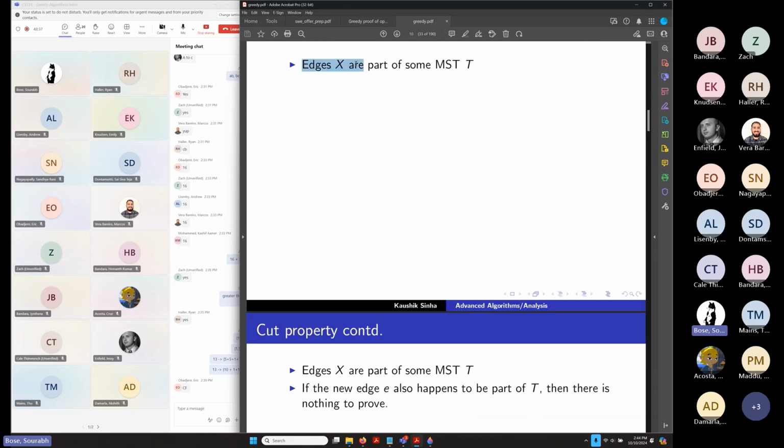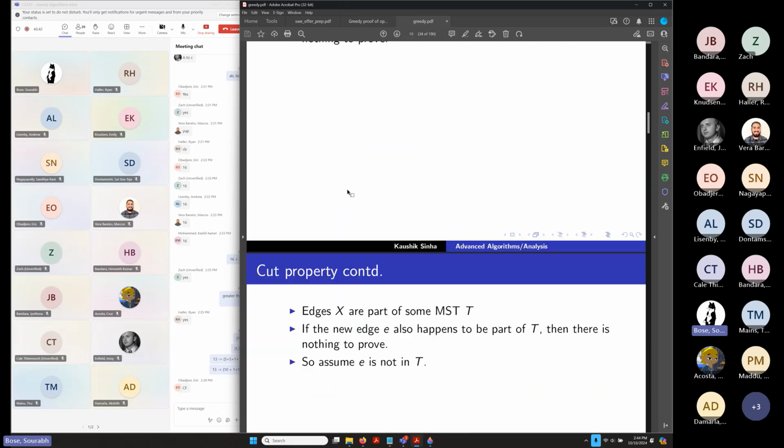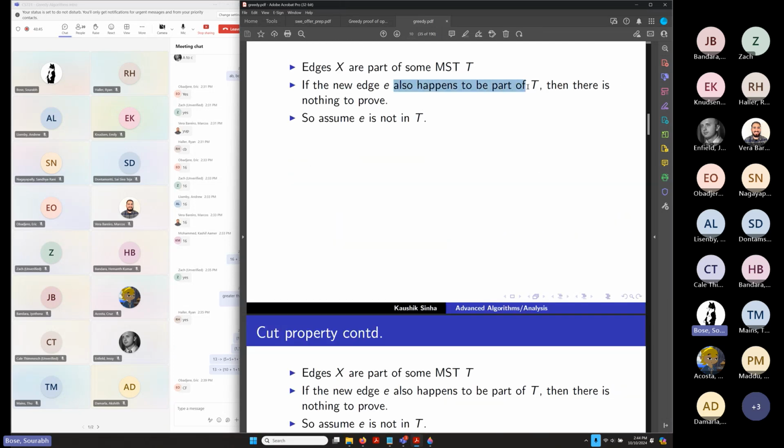Let's say edges X are part of some minimum spanning tree T. If the new edge E also happens to be part of T, then it is already in the solution, and there is nothing to do there. I know this argument sounds weird, but it will come up very often when we are proving problems, that your solution is already part of the assumed solution.